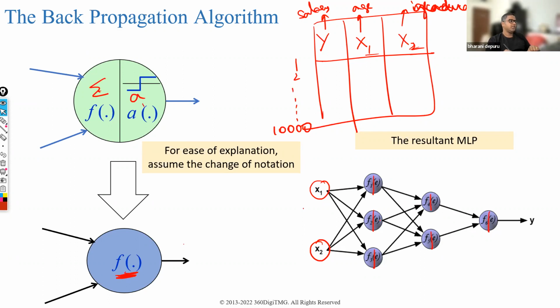Integration, activation, integration, activation. Every neuron will have integration and activation. Here you have two hidden layers. One hidden layer has three neurons, and another hidden layer has two neurons. And finally, you have an output.